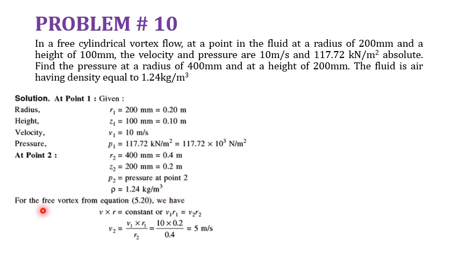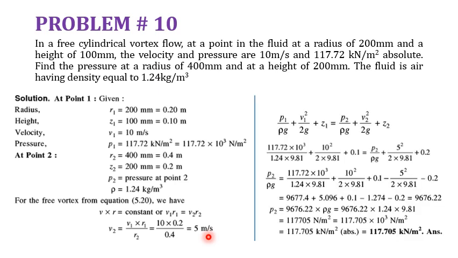So we know for free vortex flow, V into R is constant. So using that, we can write V1 R1 is equal to V2 R2. So since V1 is known and radius are known, so we can get V2, which is V1 into R1 divided by R2, which is equal to 5 meter per second.